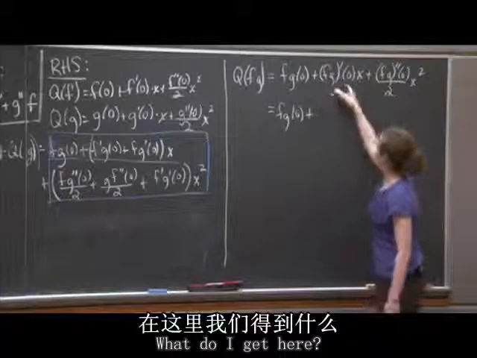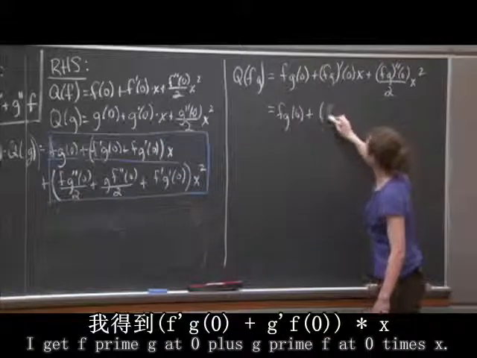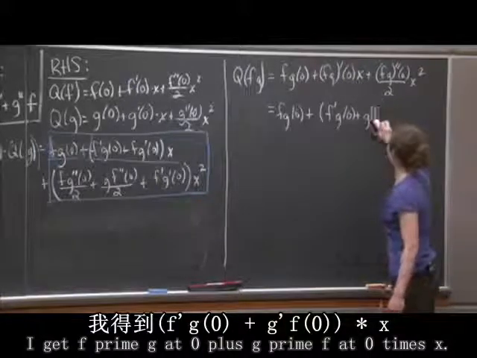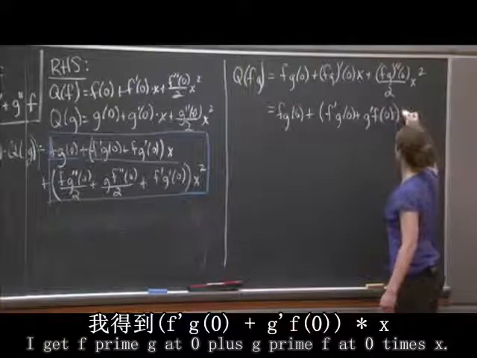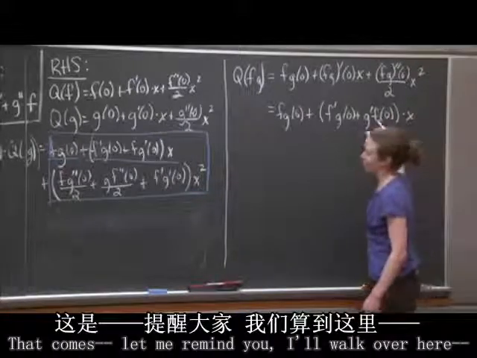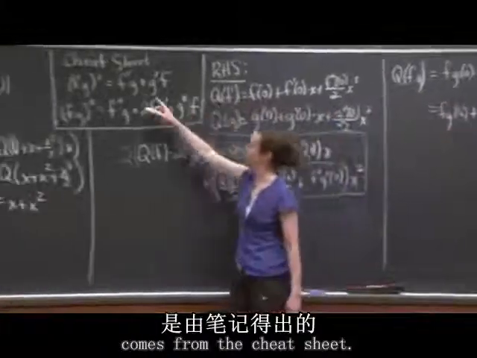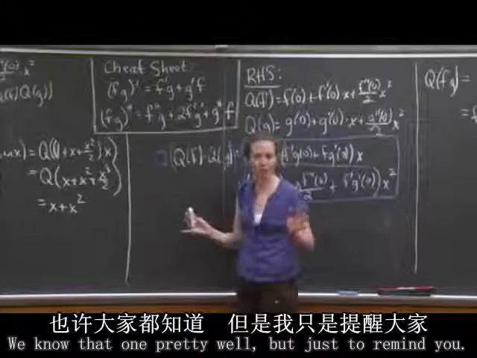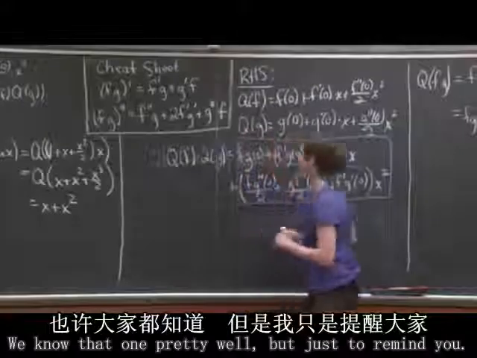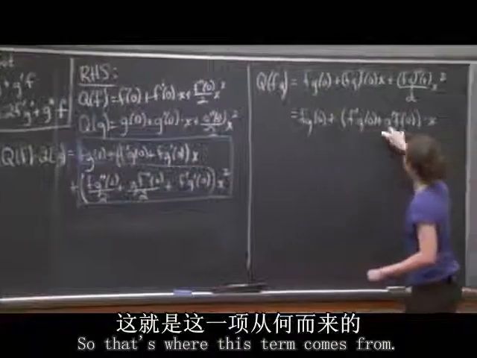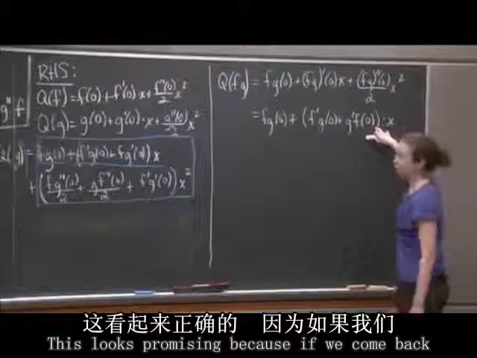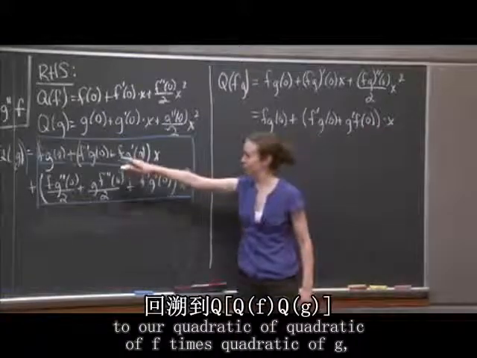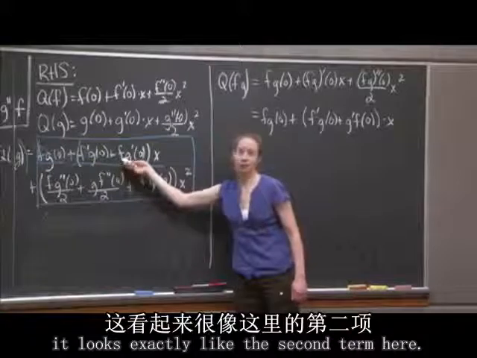What do I get here? I get f prime g at 0 plus g prime f at 0 times x. That comes, let me remind you, I'll walk over here, from the cheat sheet, the first thing. (fg)' is f prime g plus g prime f. We know that one pretty well, but just to remind you. So that's where this term comes from. This looks promising because if we come back to our quadratic of f times quadratic of g, it looks exactly like the second term here.